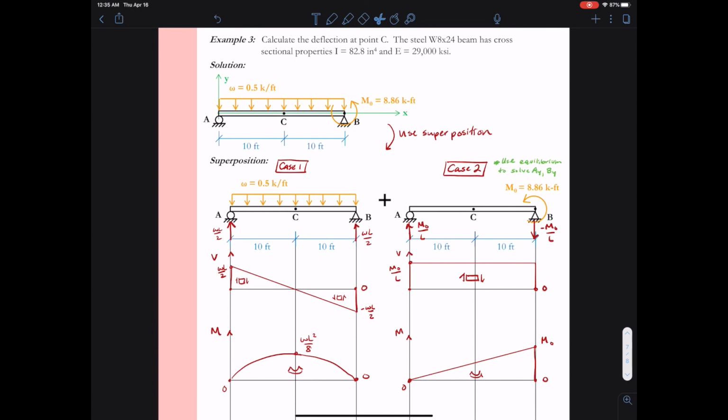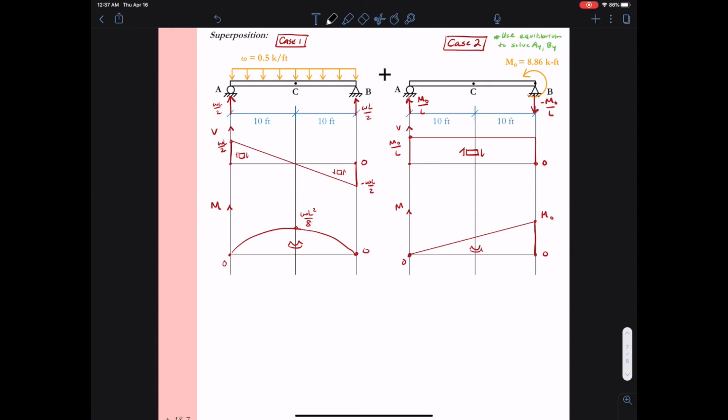One of the most common problems I see is that people believe in case 2 that there's no shear. However, if we just apply our equations of equilibrium, you will see, just using static equilibrium, that we definitely get reactions at both A and B. They're equal and opposite. And then we have a shear and moment diagram that we can draw using those reactions. So in this problem, we're asked to solve for the total deflection at C.